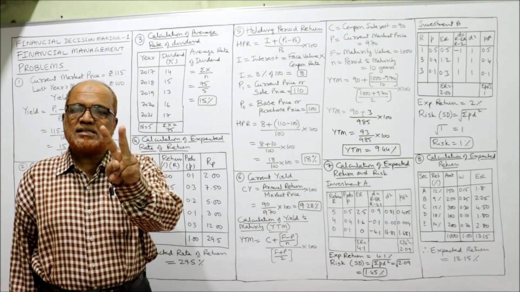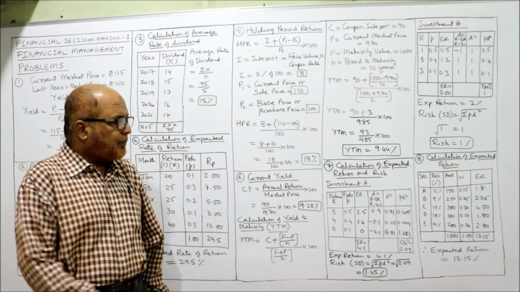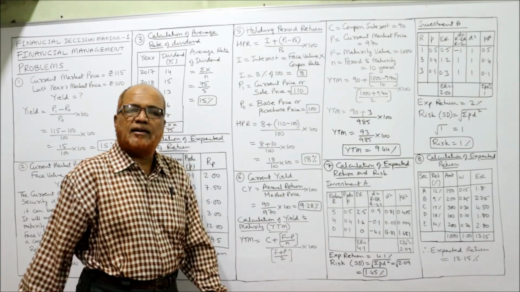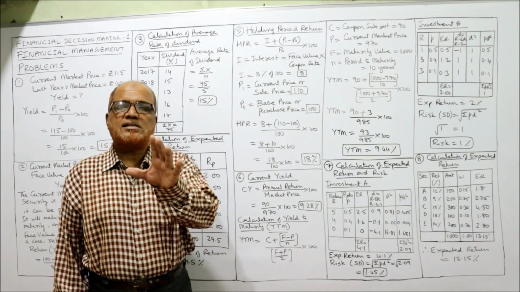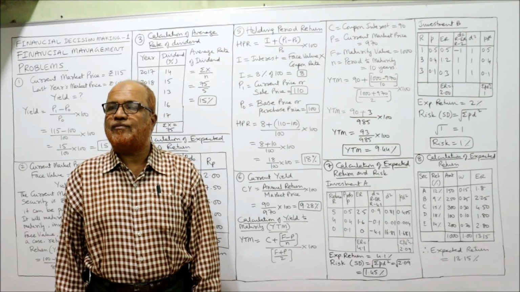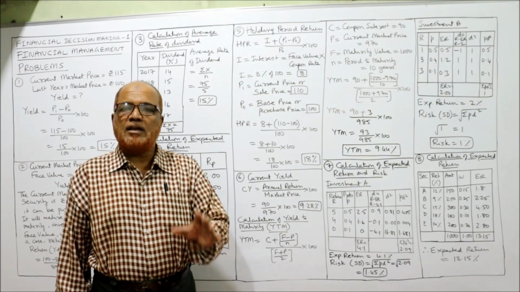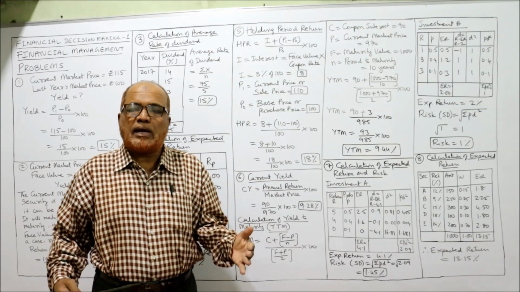So two things it is asking: expected return and risk. Up to ER, we have calculated expected return. Now we need risk. Risk is measured in terms of standard deviation. So how to calculate the risk?